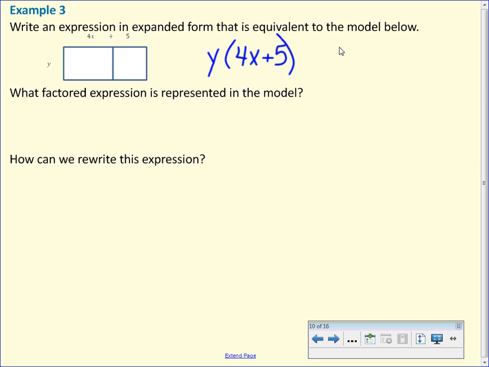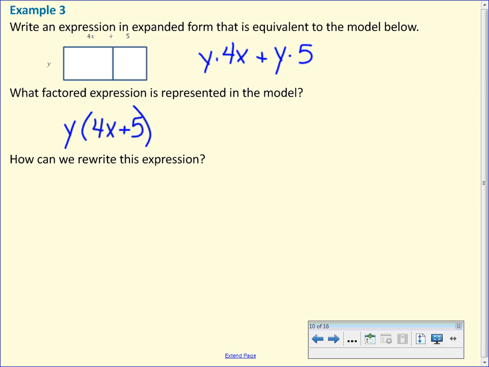So that's the factored expression, okay? It asked us to write it out in expanded form. This was the factored version. This would have been y times 4x plus y times 5, if we wanted to write it out in expanded form.